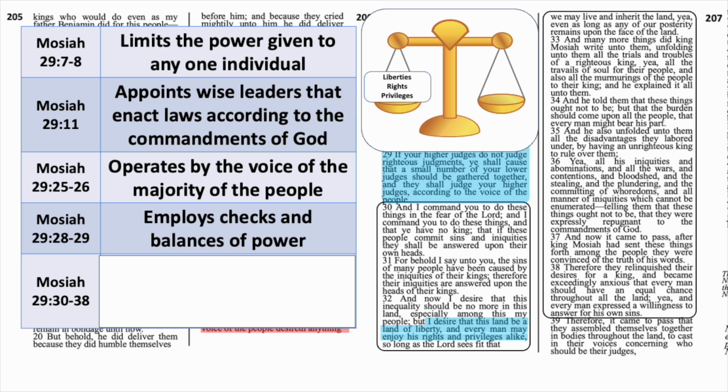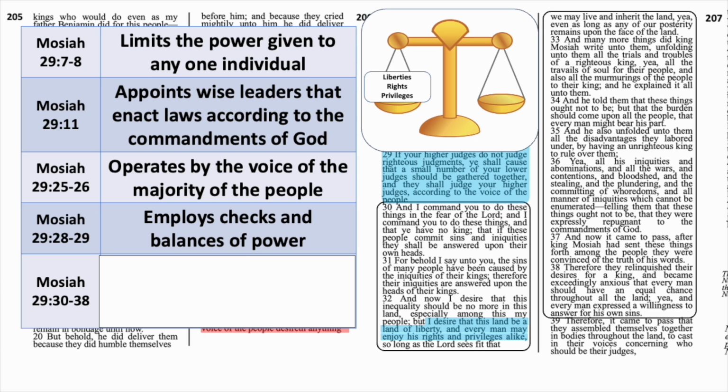He continues this thought in 33. And many more things did King Mosiah write unto them, unfolding unto them all the trials and troubles of a righteous king, yea, all the travails of soul for their people, and also all the murmurings of the people to their king. And he explained it all unto them. That's fascinating to me. King Mosiah is basically saying that heavy is the head that wears the crown. If a society goes bad, the king may have to answer for the sins of all those people. With great power comes great responsibility. God apparently holds leaders accountable for how they lead their constituents.